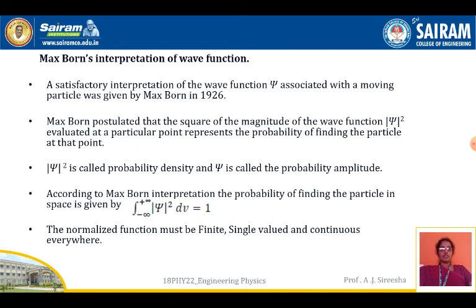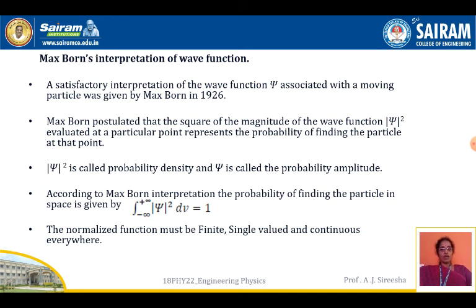Now we will see Max Born's interpretation of the wave function. What is Max Born's interpretation of a wave function? A satisfactory interpretation of a wave function psi associated with a moving particle was given by Max Born in 1926. Max Born postulated that the square of the magnitude of the wave function, mod psi whole square, evaluated at a particular point represents the probability of finding a particle at that point. The same thing, probability, comes into the picture.